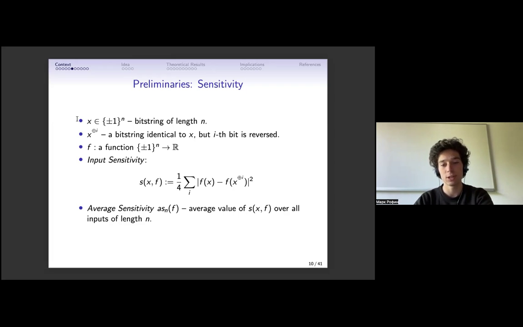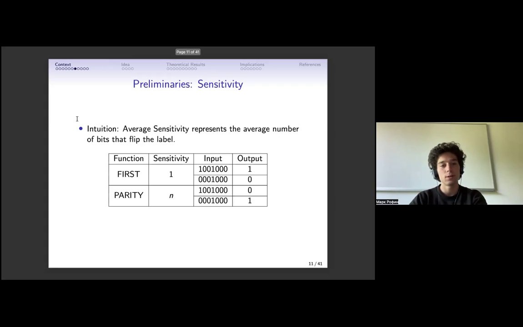So we have x, we have f of x, and then we flip every bit in x from -1 to 1 or vice versa, see what was the change in the output, and then the input sensitivity of function f on input x is the sum of all changes. And then average sensitivity is just the average value of this over all inputs of length n. And then the intuition, how you can think about this, is very simple. Average sensitivity represents the average number of bits that can flip the label.